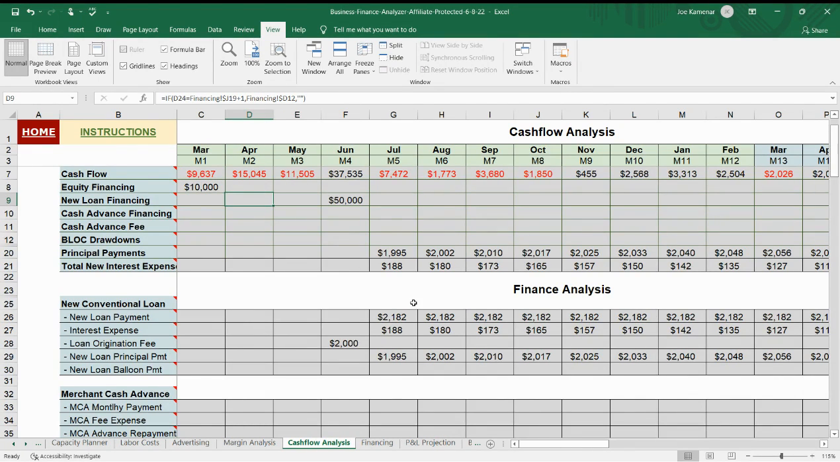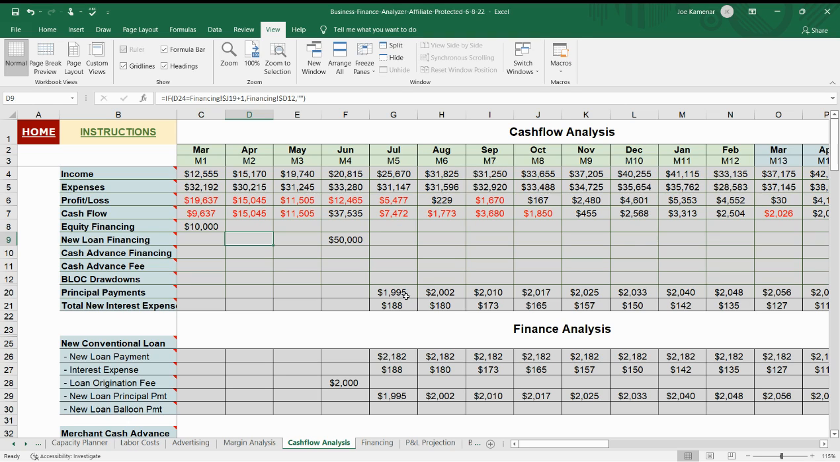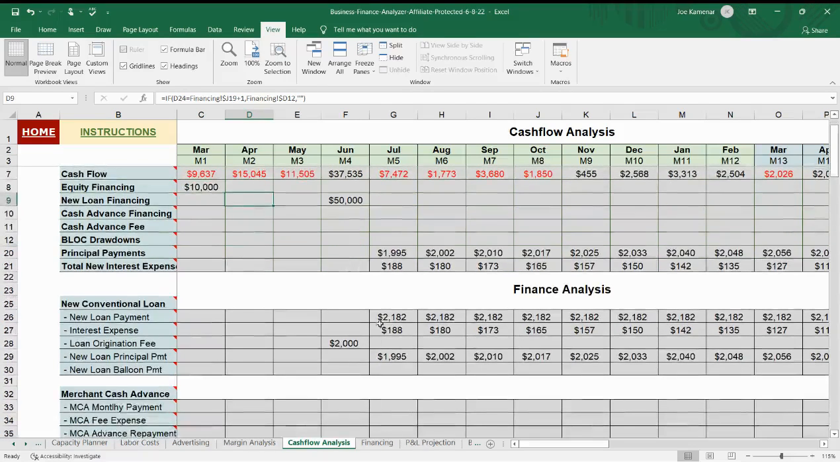Lending fee of $2,000, and what we have here are your principal payment and your total interest. As you can see, the interest goes down, principal goes up. Here is your monthly payment. Here's the interest expense on this, and you see it matches because this is going to be a summary line up here of all interest and your new loan principal.